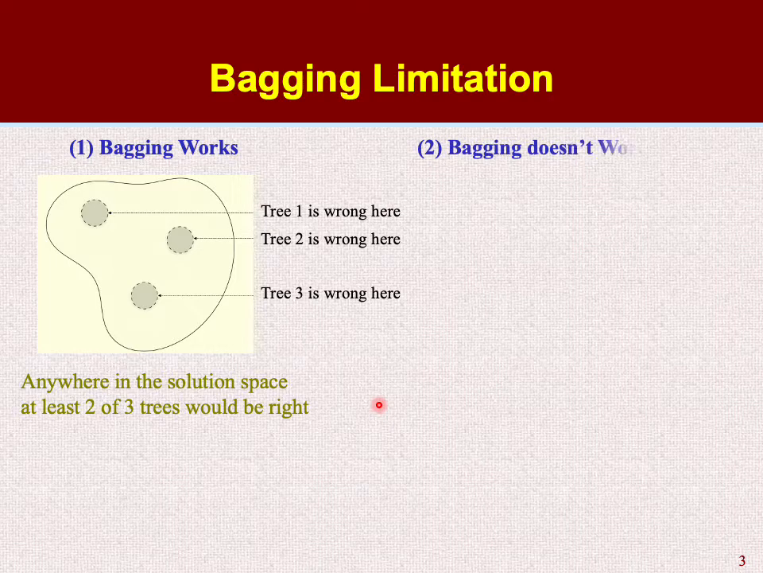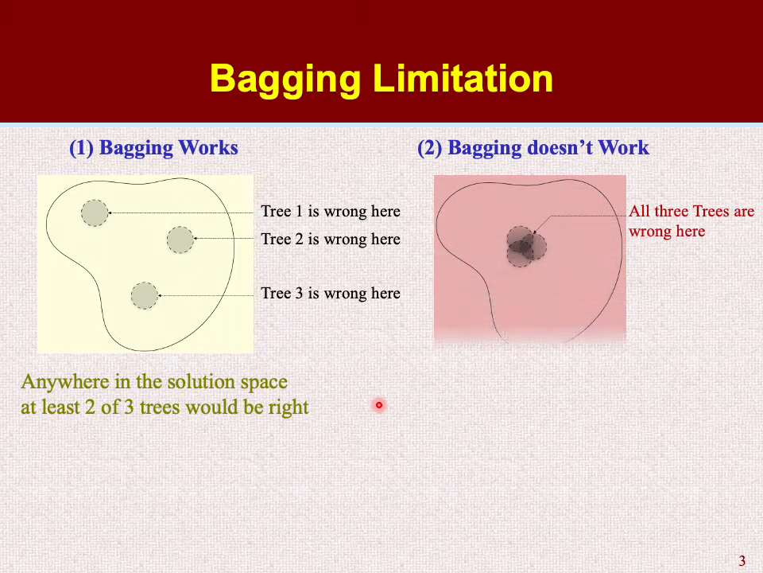Let's now see an example where bagging doesn't work. In this example right here, all the trees' weakness areas overlap. So in the common area right here, all of the trees would be wrong. Therefore, the bagging would not work.